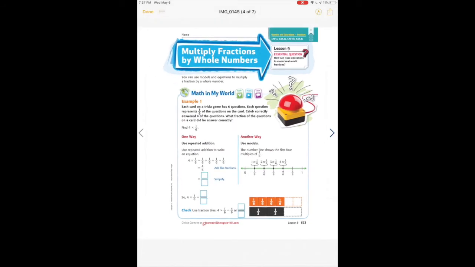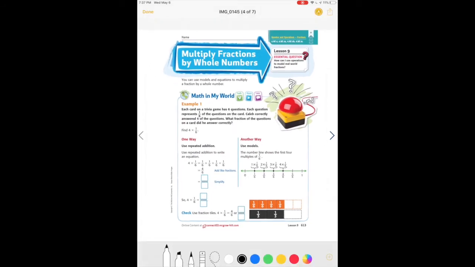Make sure you're doing these with me. Green. There we go. You can use models and equations to multiply a fraction by a whole number. So now we are multiplying fractions. You can do this 2 different ways. One way is to use repeated addition, and one way is to use models.